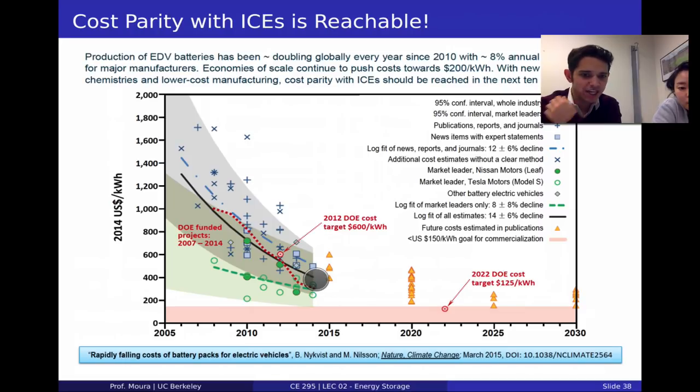So at the time of publication, the cost was somewhere around $400 per kilowatt hour. Today, the latest numbers I've seen are closer to $220 per kilowatt hour, depending on how you define it. And the key thing that they talk about is if we can get this down to $125 per kilowatt hour, then we are at economic parity with liquid fuels. So putting aside power density or energy density, just economics, batteries are economically at parity with combustion fuels if we can get them to roughly $125 per kilowatt hour.